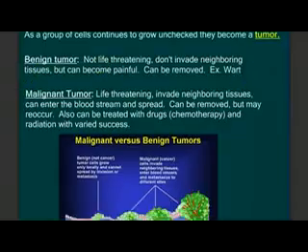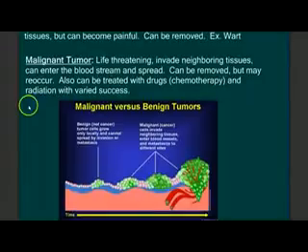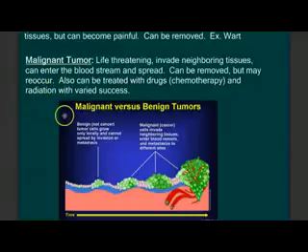But malignant tumors are life-threatening because they invade neighboring tissue and can metastasize and actually cause the neighboring tissue to also become tumorous. They can break off and spread through our bloodstream. They can be removed surgically, but can reoccur, and it's hard to get all of them out sometimes. And they also can be treated with drugs, chemotherapy, and radiation with varied success.